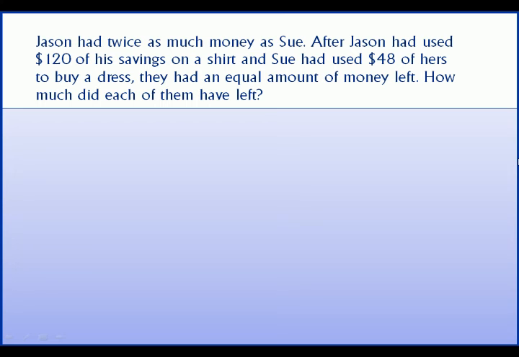Jason had twice as much money as Sue. After Jason had used $120 of his savings on a shirt and Sue had used $48 of hers to buy a dress, they had an equal amount of money left. How much did each of them have left?